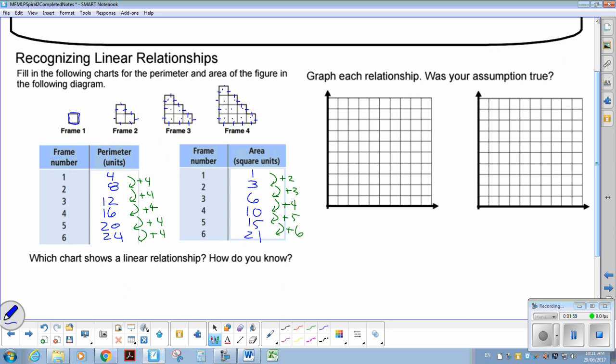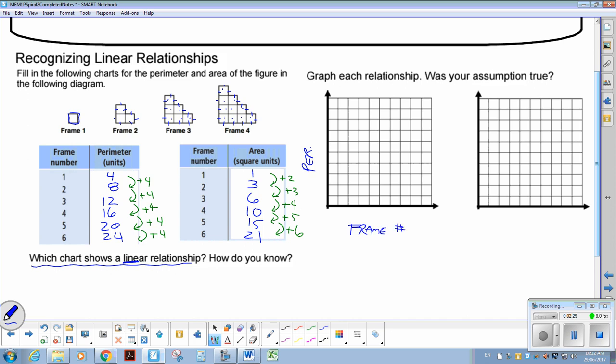So looking down here, which chart shows a linear relationship? How do you know? Well, we don't at this point. So why don't we go to a graph? Because what is a linear relationship? A linear relationship means a line is involved. So let's plot our points over here. So we're going to have our perimeter as the y-axis. So perimeter and frame number.